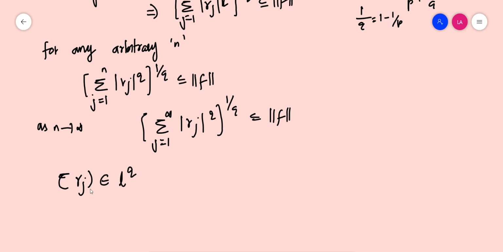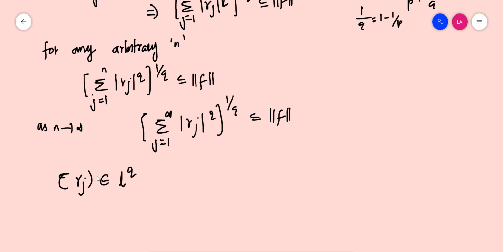In order for a sequence to be an element in LQ, the summation over j from 1 to infinity of modulus of gamma j, the whole raised to q, should be less than a finite number. Here we have established that the summation of modulus of gamma j raised to q, the whole raised to 1 by q, is less than or equal to norm f. If you take the qth power on both sides, the summation of modulus of gamma j raised to q is less than a finite number, which means that the sequence gamma j belongs to LQ.